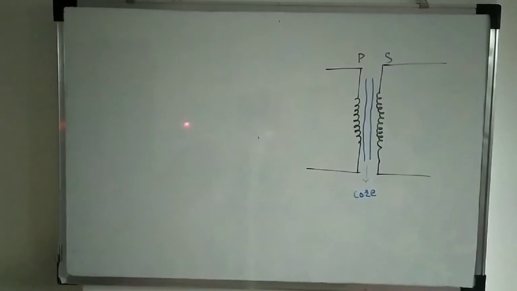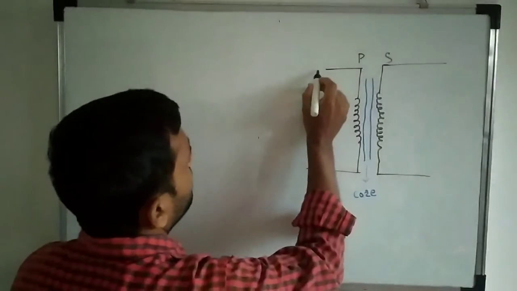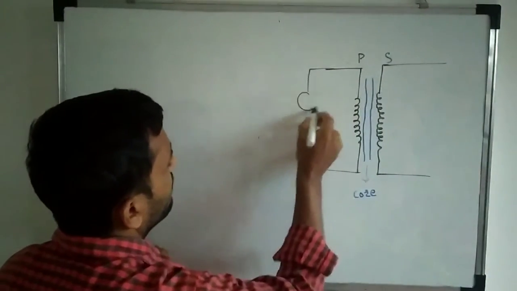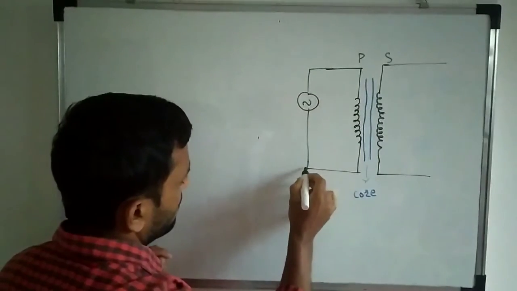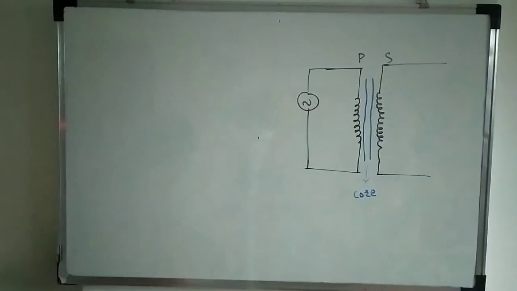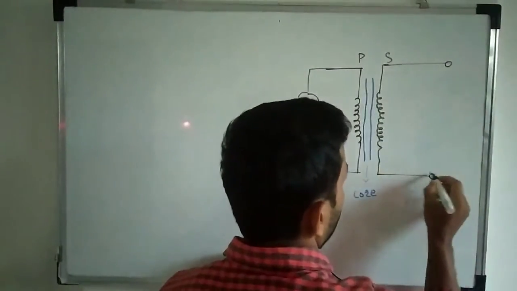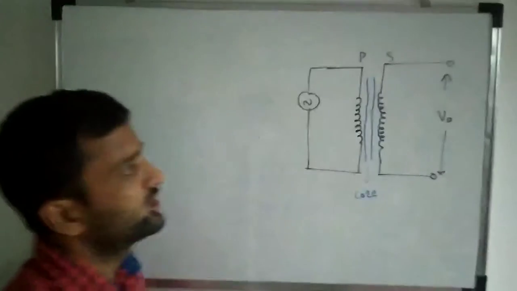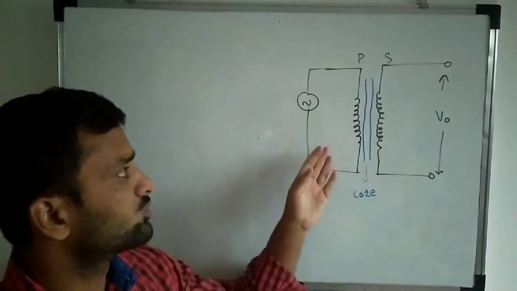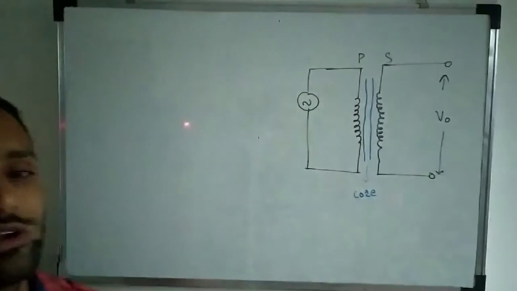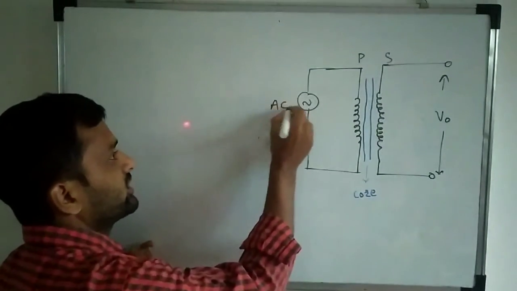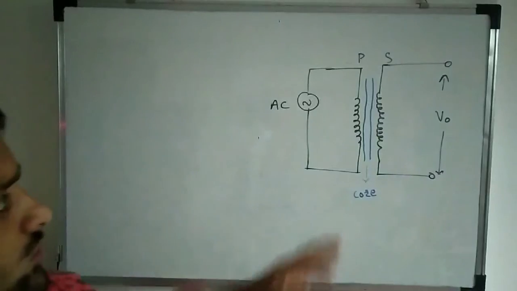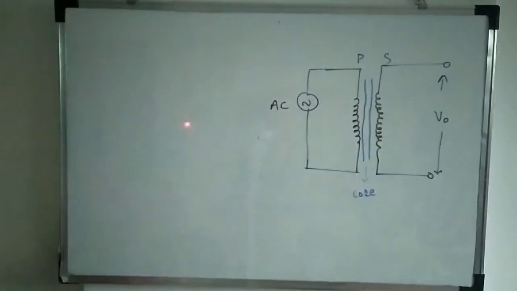To the primary coil, we have connected an alternating source of EMF. To the secondary coil, we have connected an output circuit, and we get the output voltage as VO. So there are two coils, and the primary coil is connected to the AC source. In India the frequency is about 50 Hz, while the secondary coil is connected to the output.